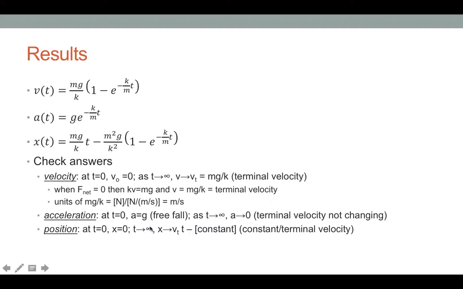Now as t gets very big, this term right here will become very small, and the second term will just be a constant. So as t gets very large, the position just increases linearly with time. And that should make sense because at this point, the object will be reaching its terminal velocity, and the position will just increase linearly with the velocity. And that's what this will look like.